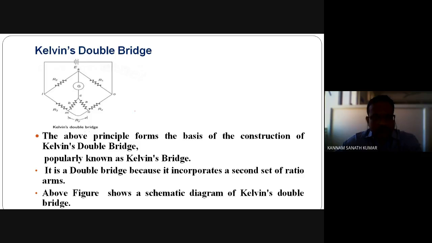So the above principle is the basic Kelvin's double bridge. Why is this Kelvin's double bridge? A second set of ratio arms is added. What are the second sets of ratios? The resistances A and B are added to the Kelvin bridge. That's why we call it a Kelvin's double bridge.